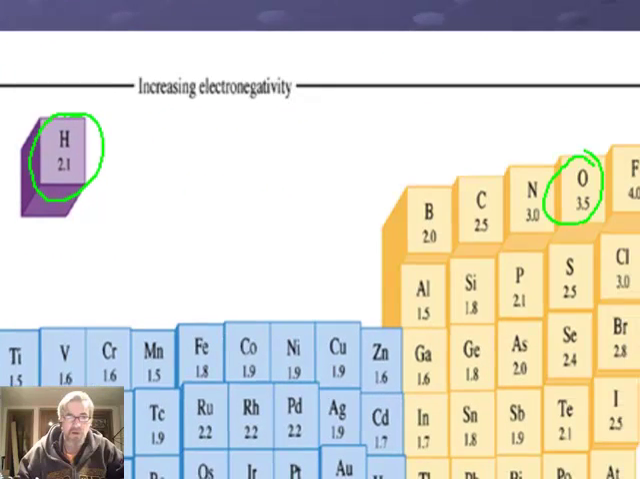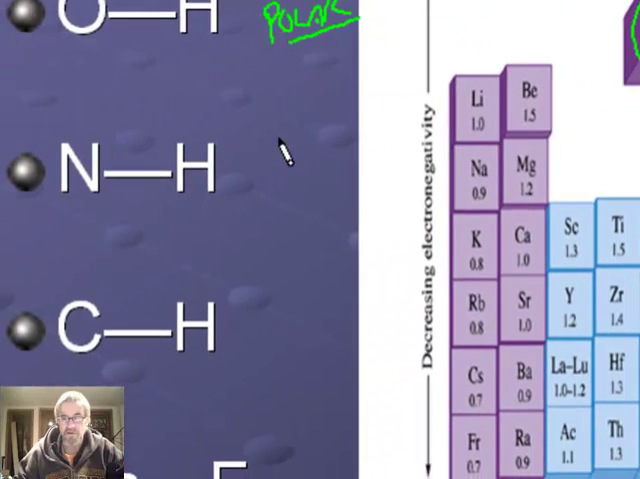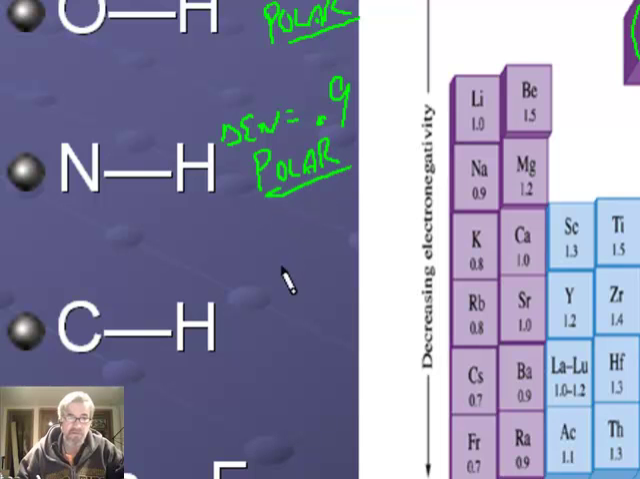N-H. Here's nitrogen, it's 3. Hydrogen is 2.1, remember? So the electronegativity difference is the difference between 3 and 2.1, or 0.9. Well, that's right in that range too. So this is also a polar covalent bond.